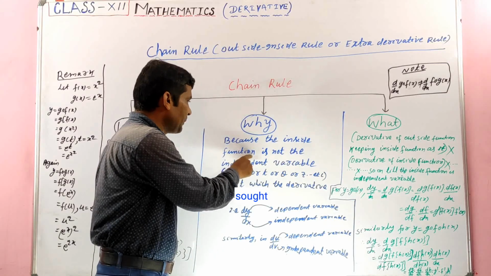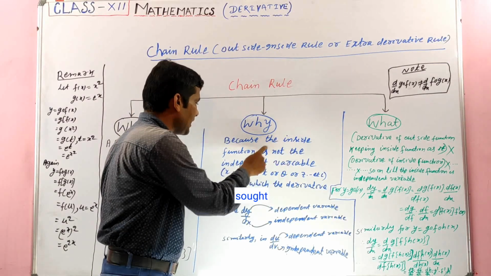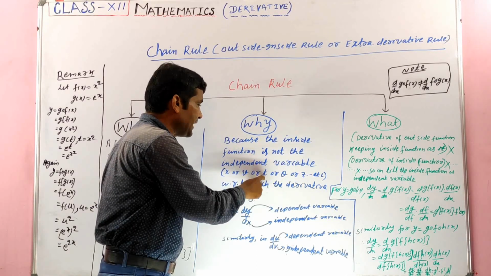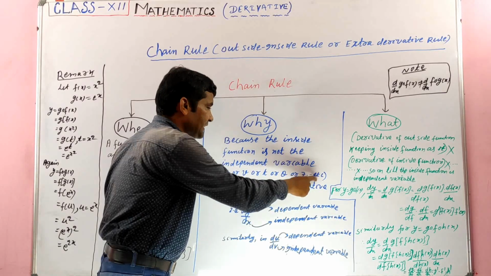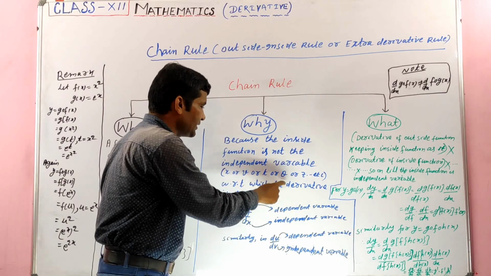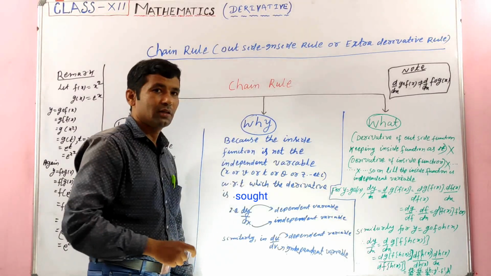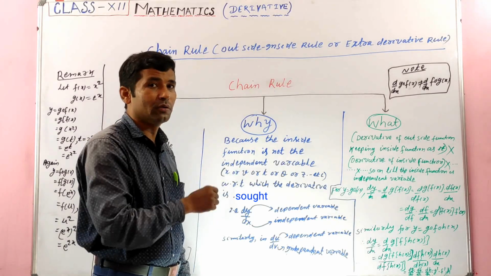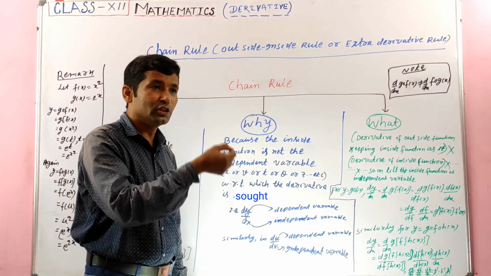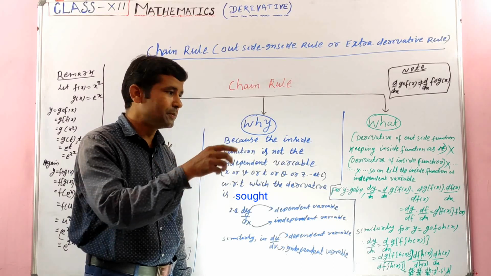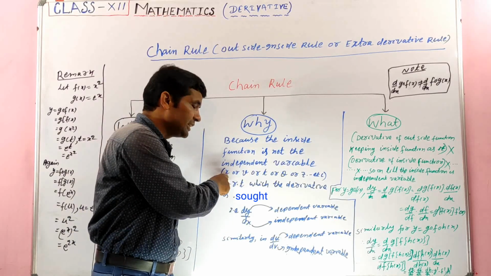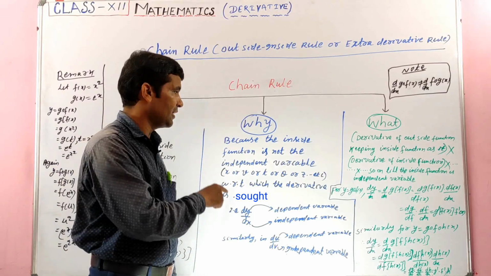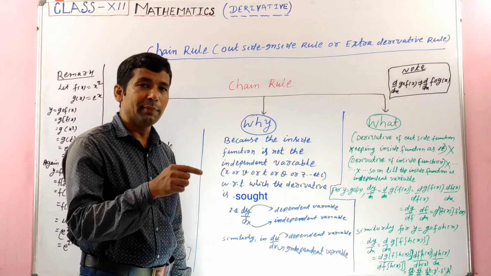Because the inside function is not the independent variable, that is x or v or t or theta or z, etc., with respect to which the derivative is sought. That means it depends on which variable the derivative is asked with respect to. Suppose it is given, find the derivative with respect to x, then x is the independent variable. Suppose it is asked to find the derivative with respect to theta, then theta will be the independent variable.